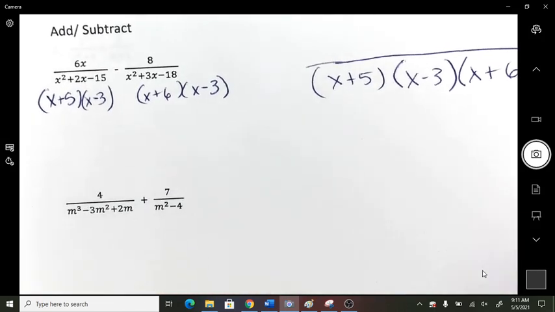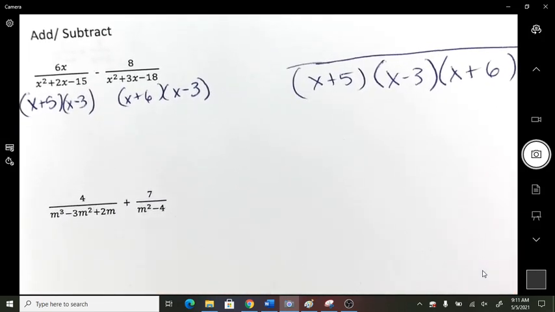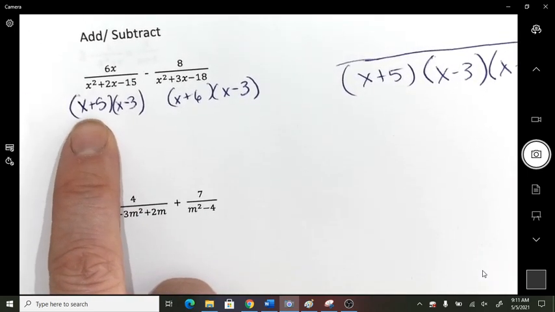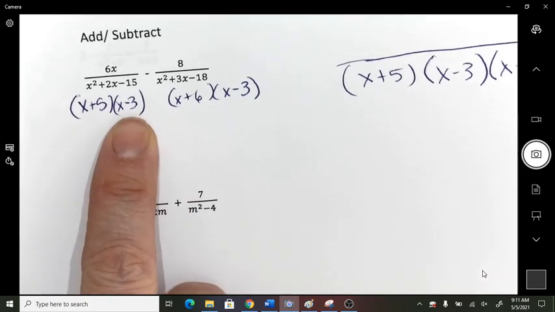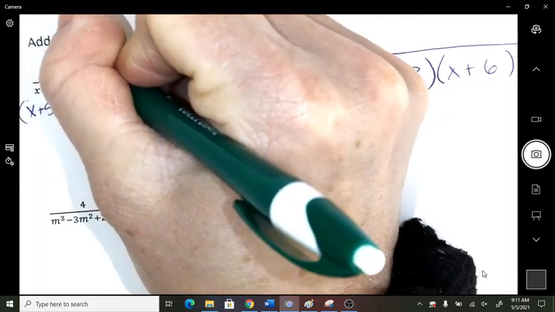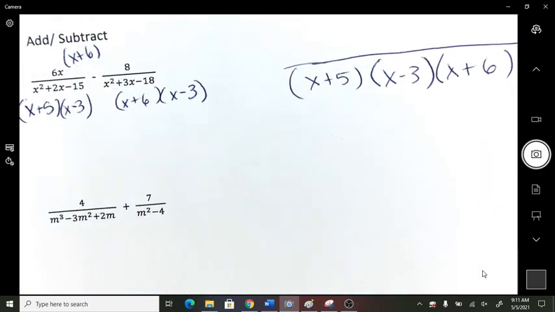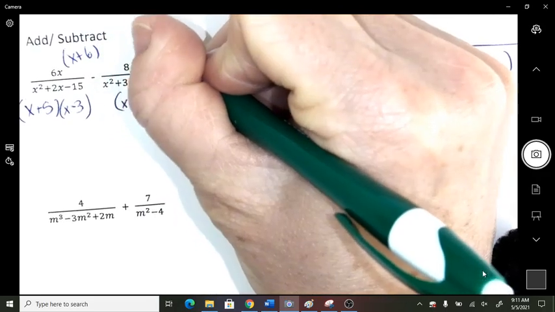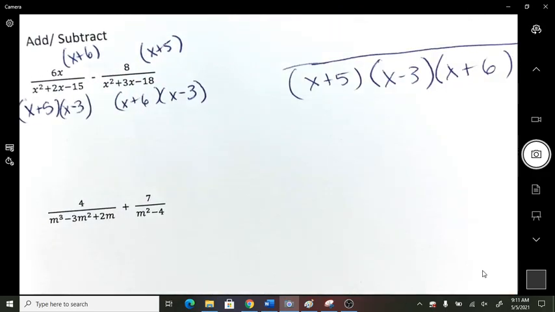Okay, now what happened? So this first fraction had that and that, therefore it got multiplied by a x plus 6. Your second fraction had that and that. So what was the missing multiplier? X plus 5. Okay, distribute stuff.